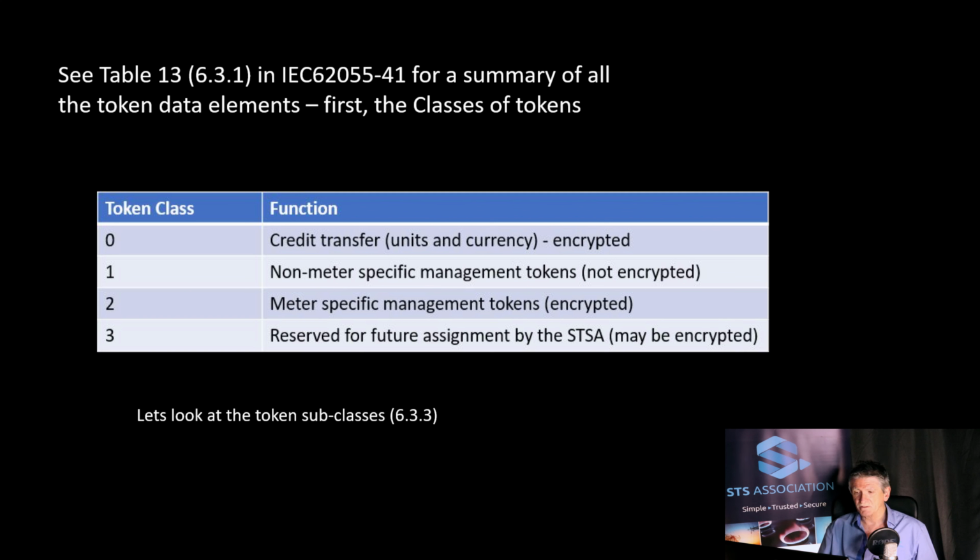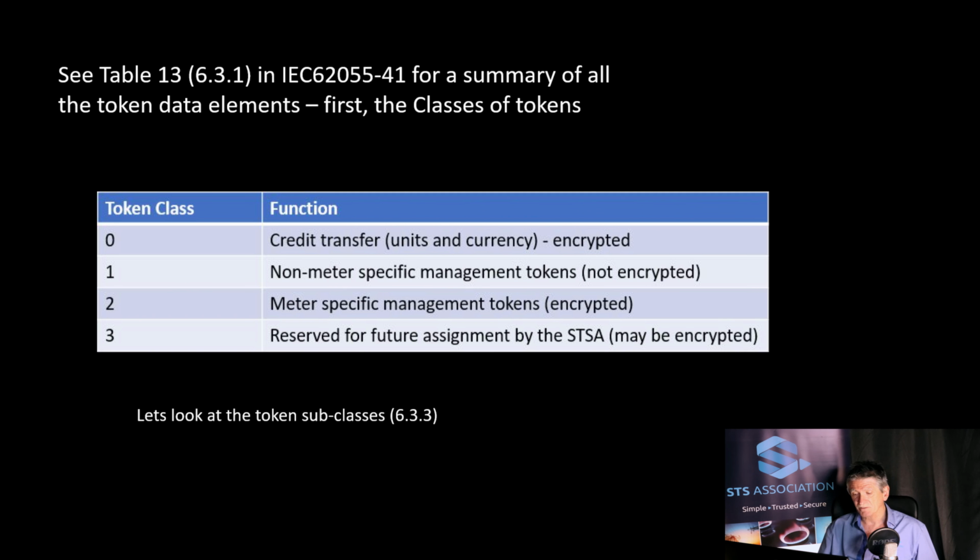Token class 0 is for credit transfer, units and currency, and this token class is encrypted. Token class 1 is for non-meter specific management tokens, and this token class is not encrypted. Token class 2 is for meter specific management tokens, and this class is encrypted. And token class 3 is reserved for future assignment by the STS Association, and it may or may not be encrypted. They have not yet been defined.